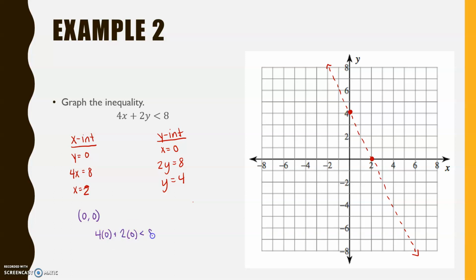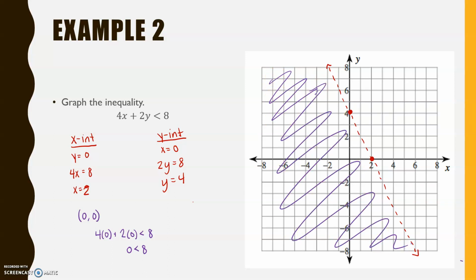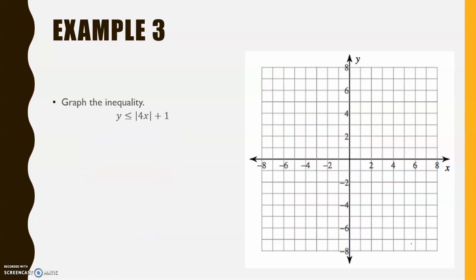they're both going to cancel out and we just get that 0 is less than 8. This is a true statement, so we're going to shade this side that contains 0, 0. If we'd gotten something that wasn't true, we would shade the side that does not contain that point. So let's try this with absolute values.